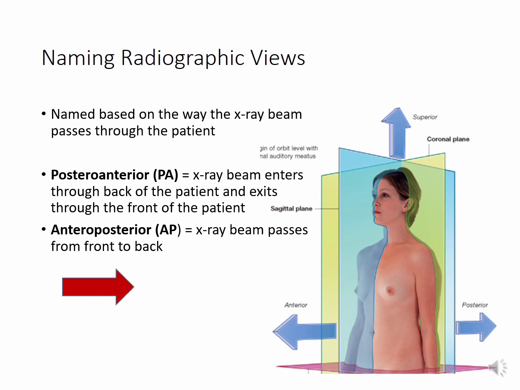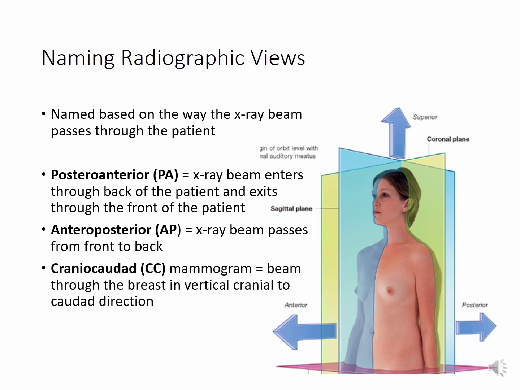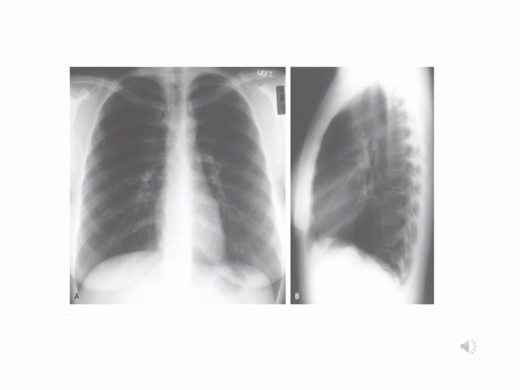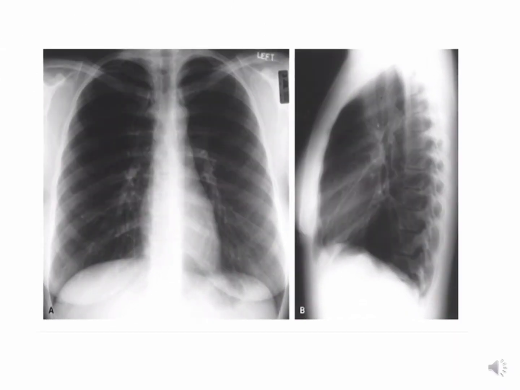And a craniocaudal mammogram is produced by passing a beam through the breast in a vertical cranial to caudal direction, with the patient standing or sitting. So views are additionally named by identifying the position of the patient, such as in erect, supine, or prone views. So this is an example of a chest radiograph taken in posterior-anterior and lateral views.